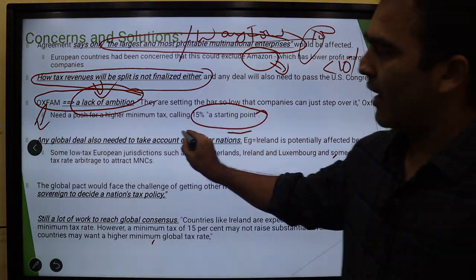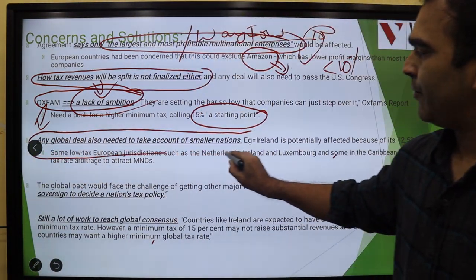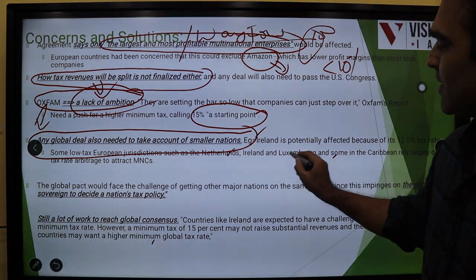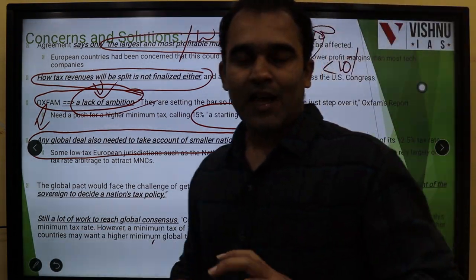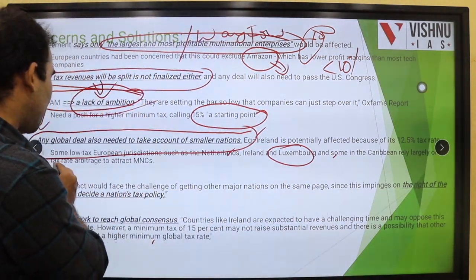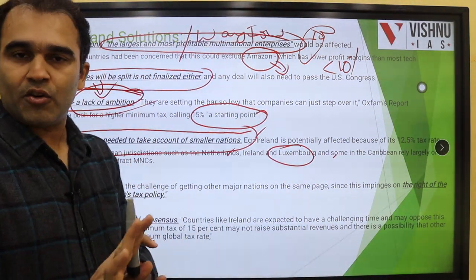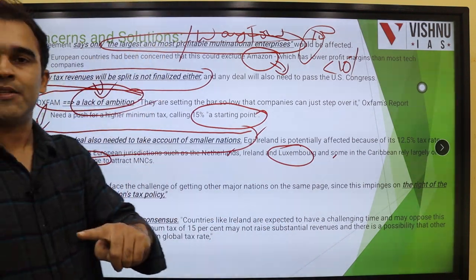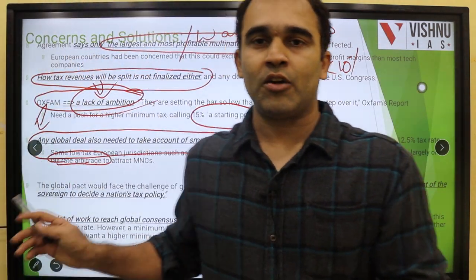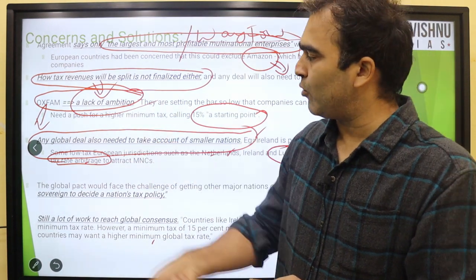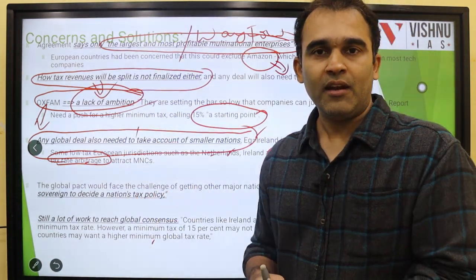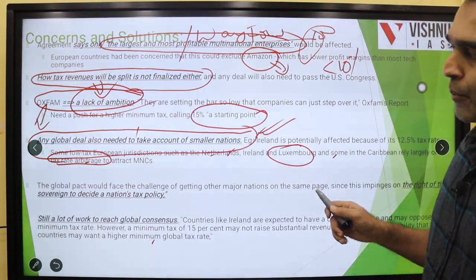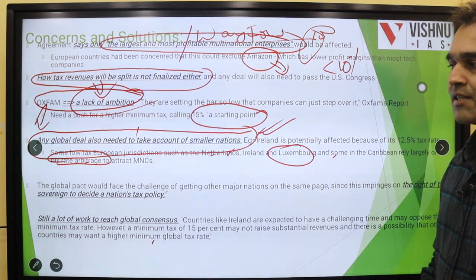And importantly, any global deal should take account of smaller nations. What do we mean by that? Ireland, Netherlands, and Luxembourg, all these years, they have used this tax arbitrage opportunity, which is legal until now, it's not illegal. So they have used this tax arbitrage opportunity to attract MNCs, and their whole economies are dependent on this. So now if you suddenly pull out the rug from underneath their feet, the economies will collapse. So their concerns should also be taken into consideration.